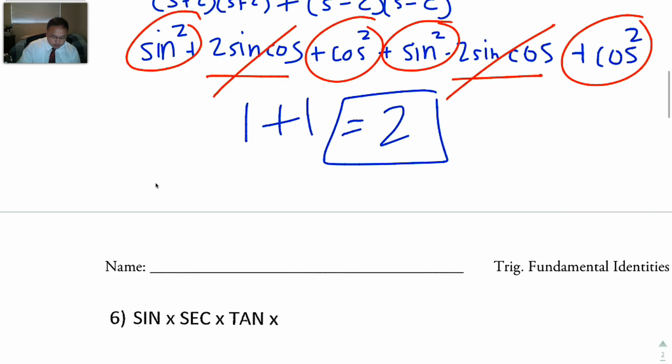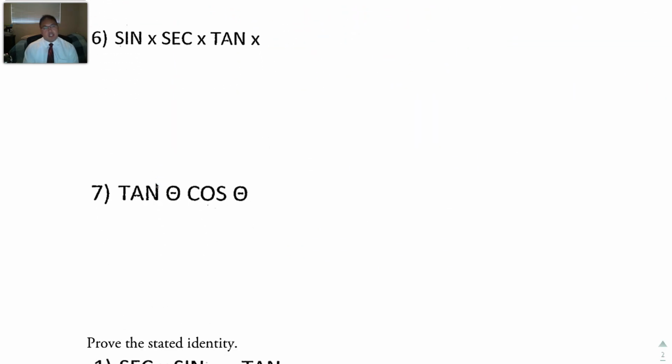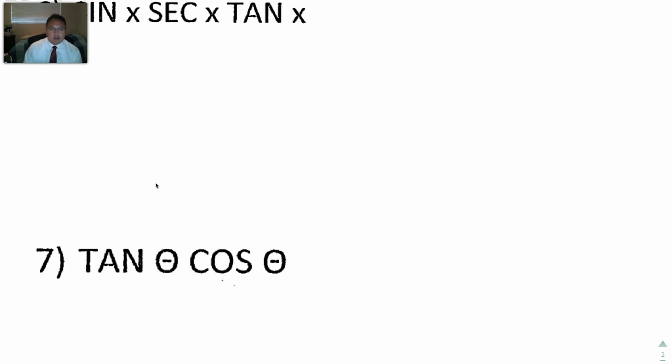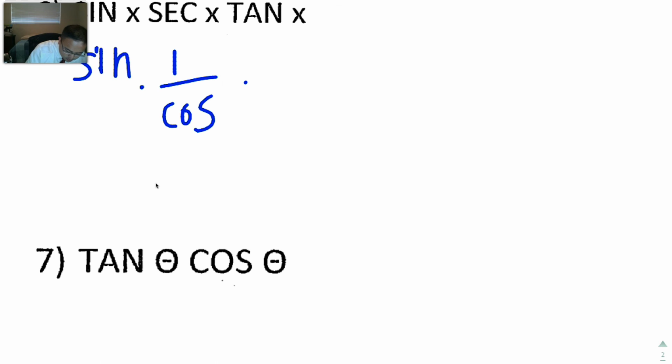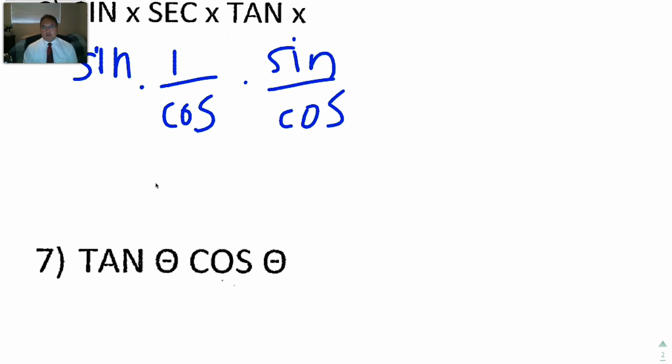Okay. If you want to move on to the next page, let's go a little bit higher in difficulty in number 6 and number 7. In number 6, they look like multiplication signs, but since they're following trig functions, these are x's. Very first thing I'm going to do, what I like to do, as I've told you, is convert everything into sines and cosines. So I have a sine here, I have a 1 over cosine here, and I have a sine over cosine here. So very first step, combine them all.